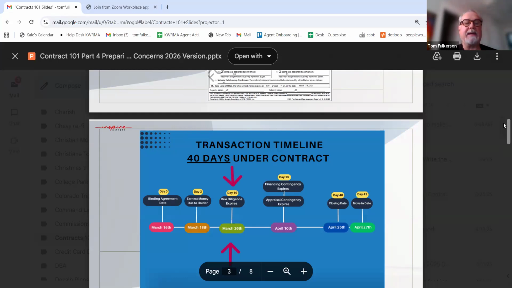So day 0 is our binding agreement date, which is March 16th. And again, this is an example. Day 2, the earnest money is due to the holder on March 18th. Day 10 is when our due diligence expires, which is March the 26th. Day 25 is when our financing and appraisal contingency expire on April 10th. And on day 40, it's our closing date, which is April 25th. And in this example, we have a move-in date 2 days later on April the 27th.